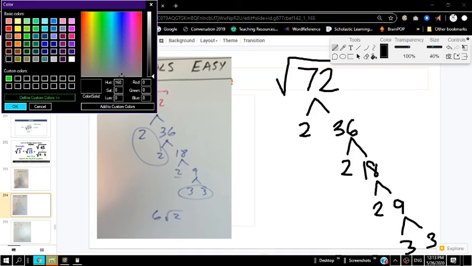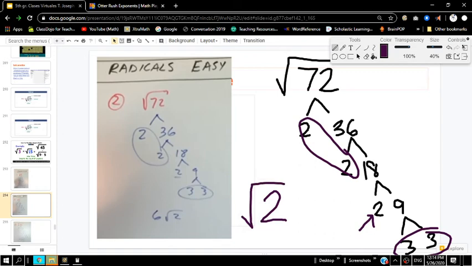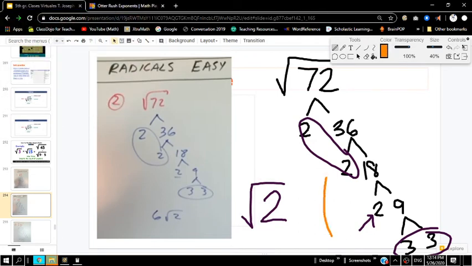Now I'm going to find my pairs again. So let's circle those pairs. We have a pair of 2s, we have a pair of 3s, and we have our lone 2. That lone 2 is going to go on the inside of the radical, and we're going to multiply our pairs. 2 times 3 equals 6. So our final answer for the radical of 72 is 6 on the outside and 2 on the inside.